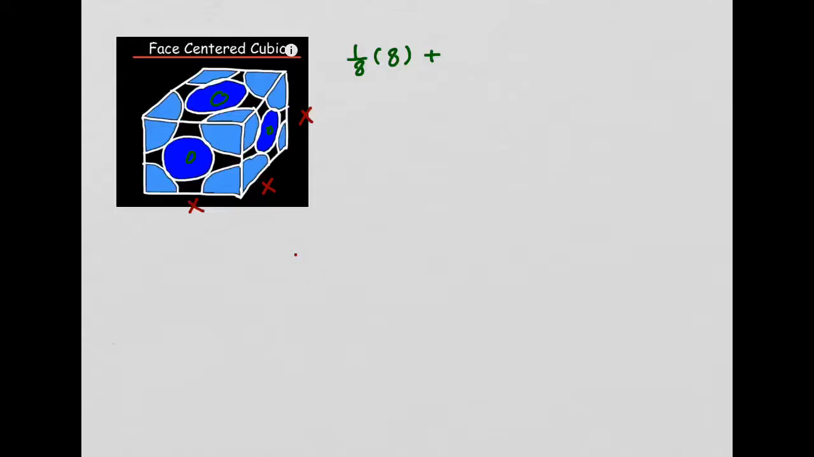But again, there are half of a sphere. So half times 6, if I add them up, I end up getting 4 atoms. So that's how we got 4 atoms per unit cell. Okay, so far so good.